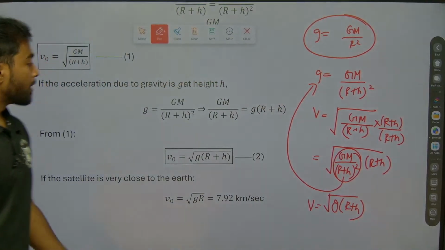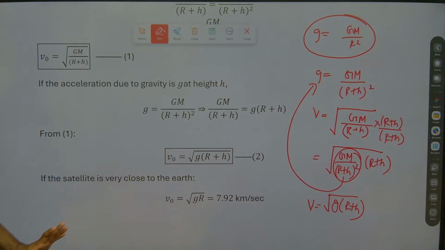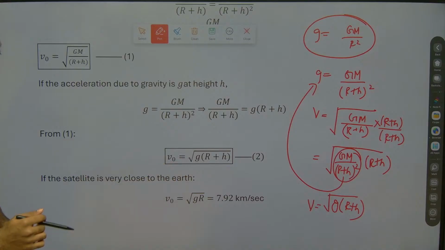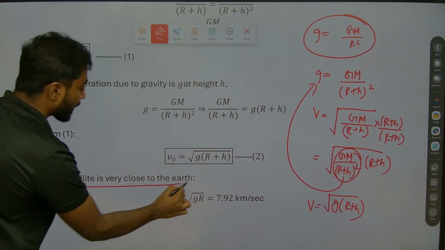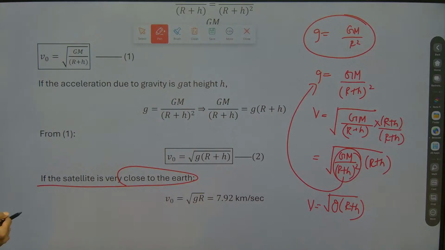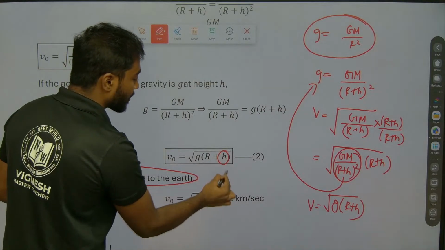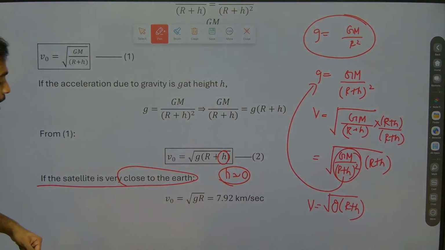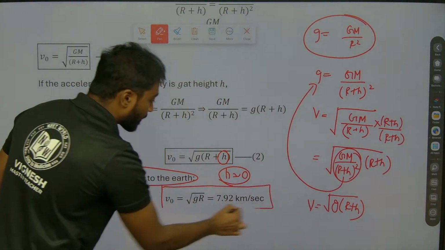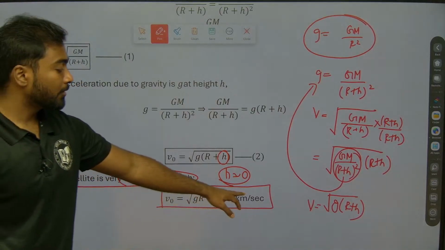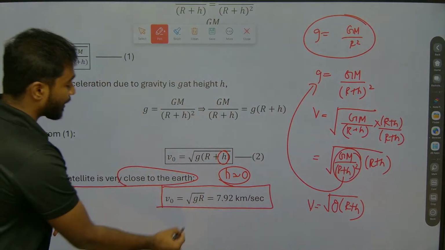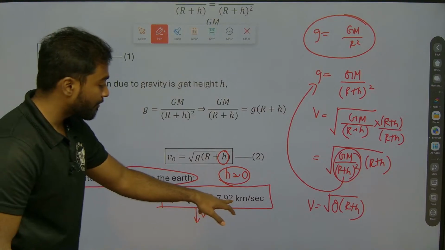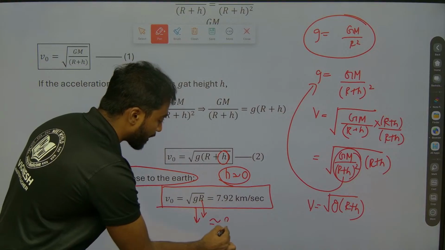That's it. That's the value of orbital velocity in terms of g. Now if the satellite is very close to earth, we can neglect this h, that is h is approximately equal to 0, and orbital velocity will be 7.92 km per second. We know the value of g, we know the value of r. When we multiply and take the root, we get 7.92, which is approximately 8.